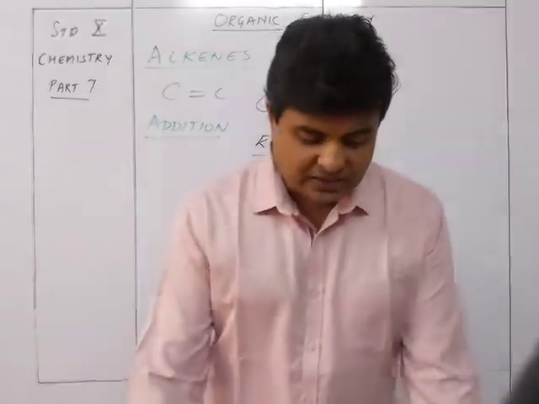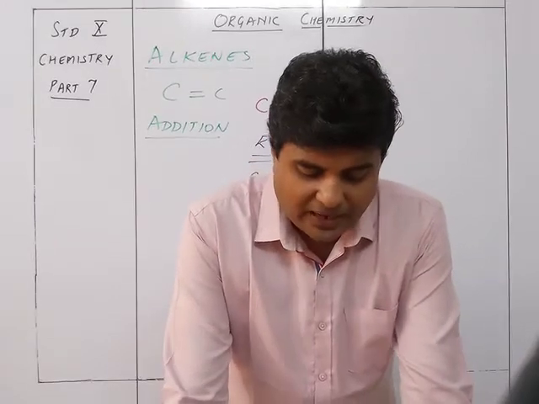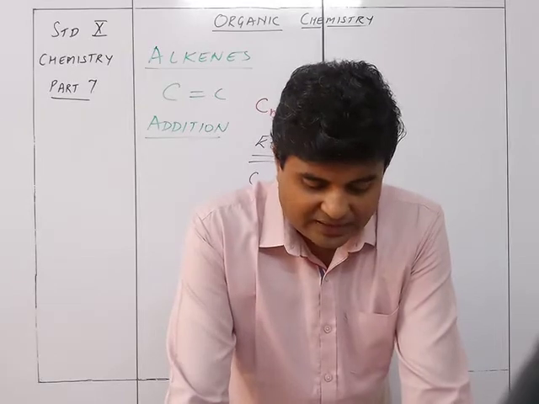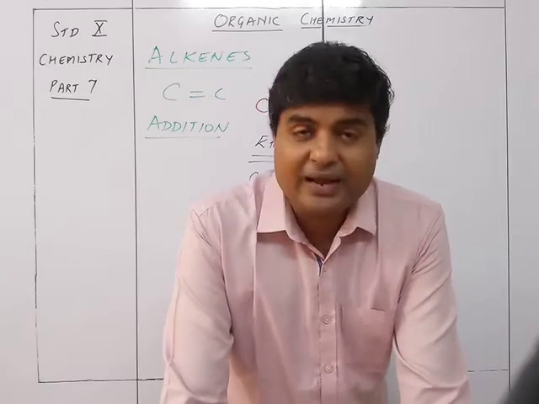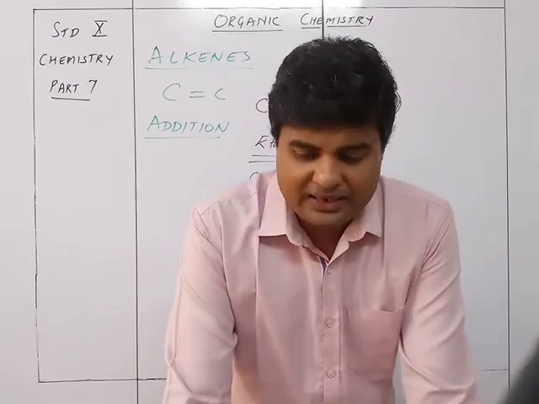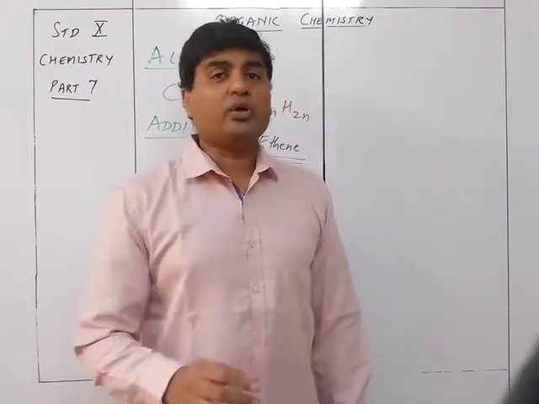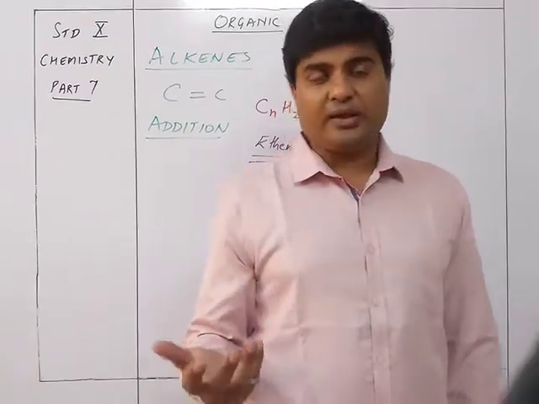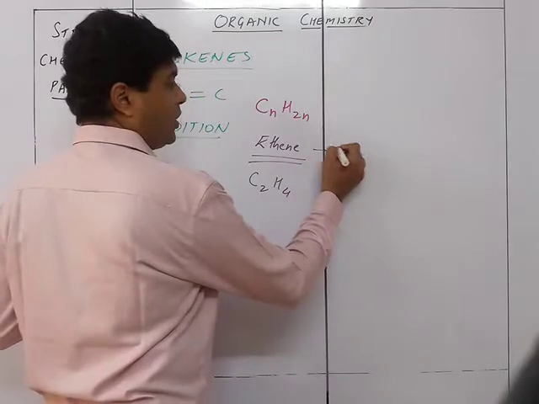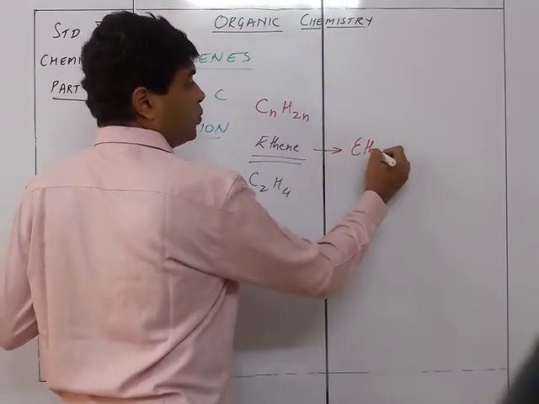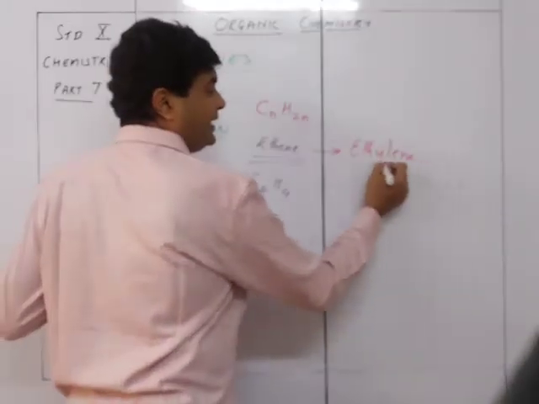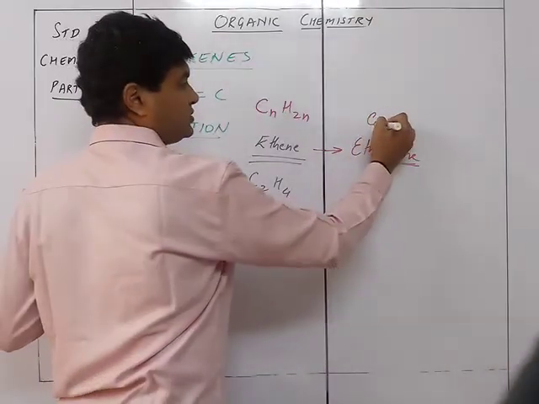Nomenclature of alkenes: there are two main ways of naming alkenes. One is the common name. In the common name, the names of alkenes are derived from the corresponding alkanes by changing the suffix ane to ylene. So in the common name we will not say ethene, we will say ethylene, propylene. It will not be ethene, it will be called ethylene. So instead of ene, it will be ylene in the common name.